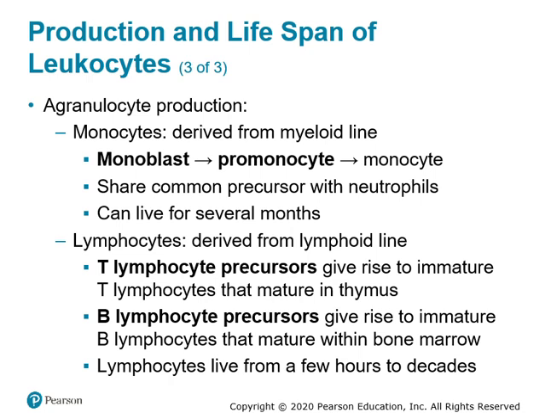Now, agranulocytes are produced in one of two ways. Because it's the lymphocyte that is derived from the lymphoid line, it is a separate production pathway compared to the monocyte and its committed cell called the monoblast. And again, that monoblast is coming from the myeloid line. That monoblast turns into a mature monocyte and can live for several months, and its pathway is rather short.